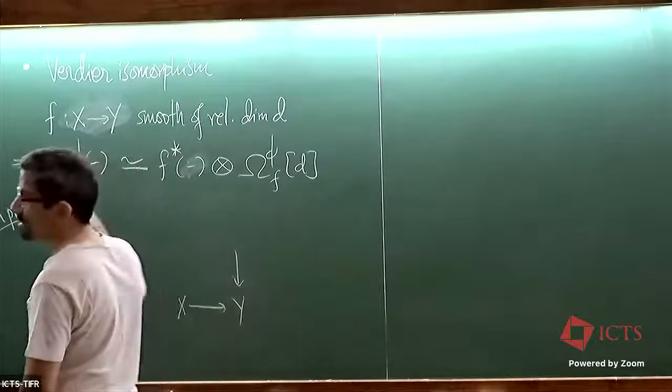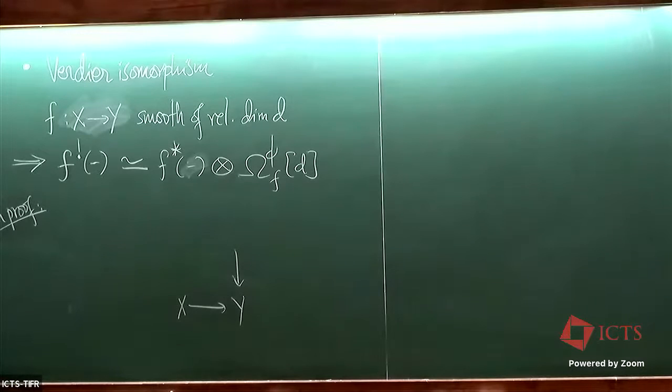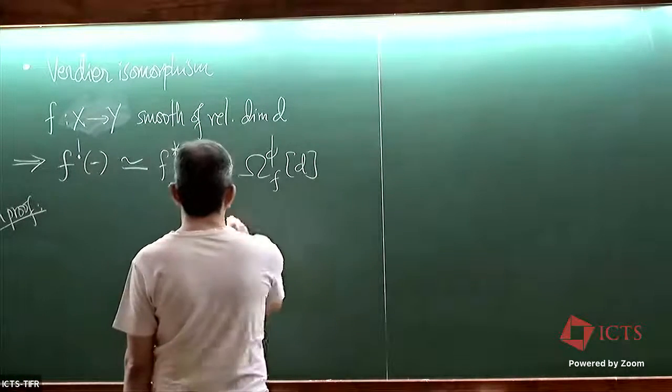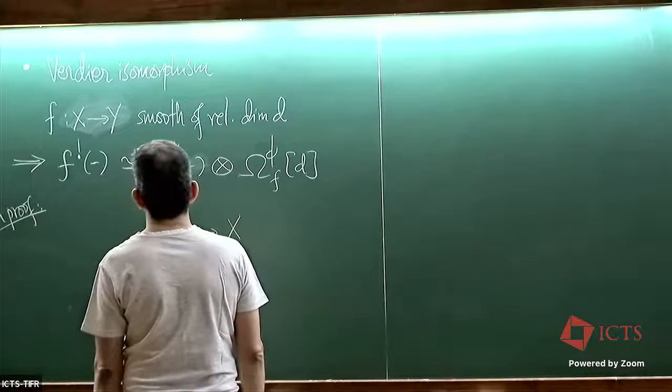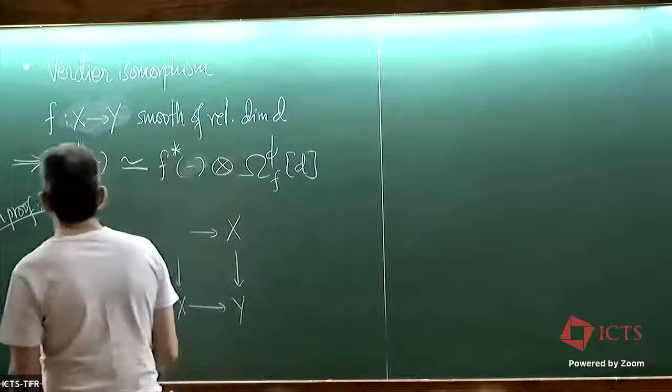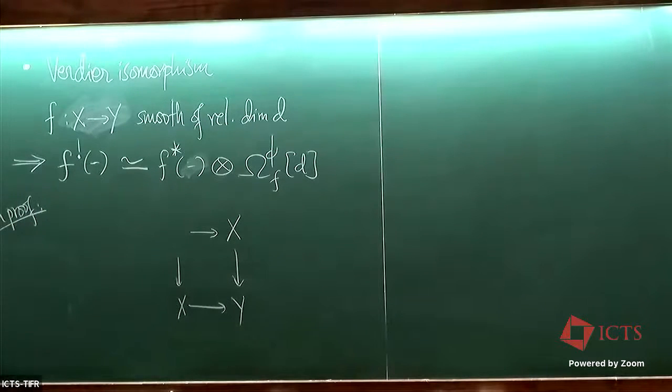Everything is happening in the derived category. Yes, you can explicitly write down what that isomorphism is. We will see the proof, and the proof will use various other isomorphisms, and then it's a question of how explicit or how comfortable you are with the other isomorphisms.